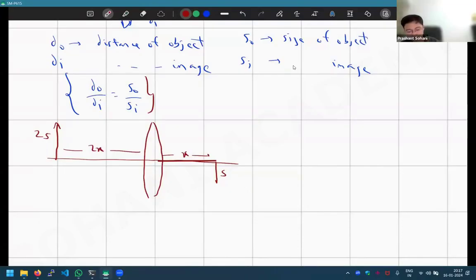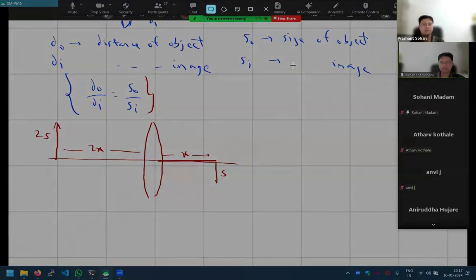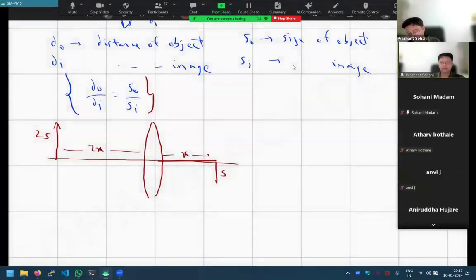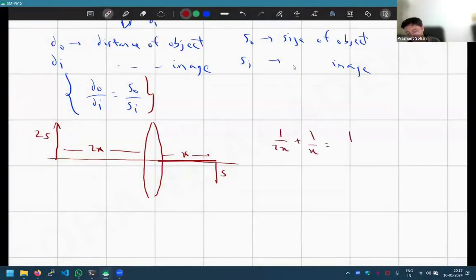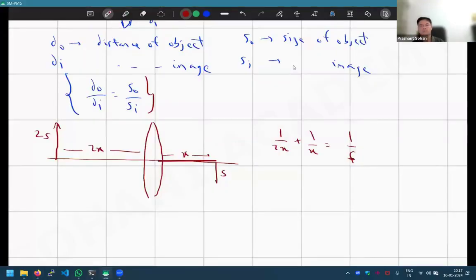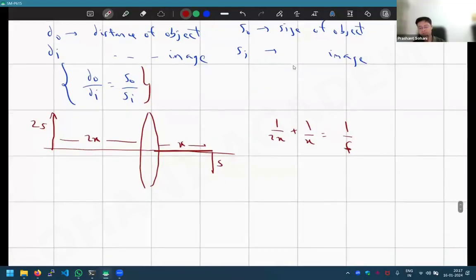And at this point, the image is getting formed correctly. So therefore, in this particular configuration, the lens equation can be written. So I can write 1 upon 2x plus 1 upon x equal to 1 upon f, where f is the focal length of the lens, and that is unknown. So this f is what we need to find out. So this is that first diagram.